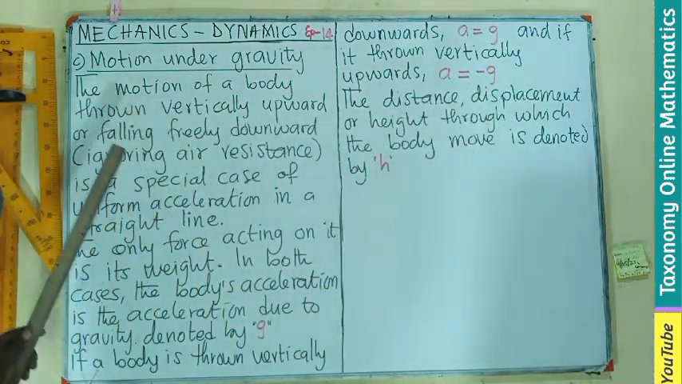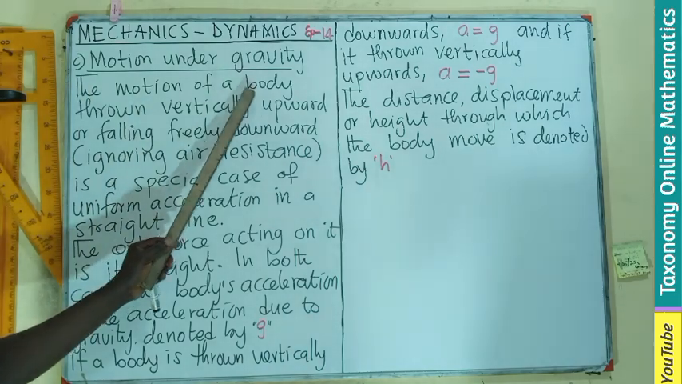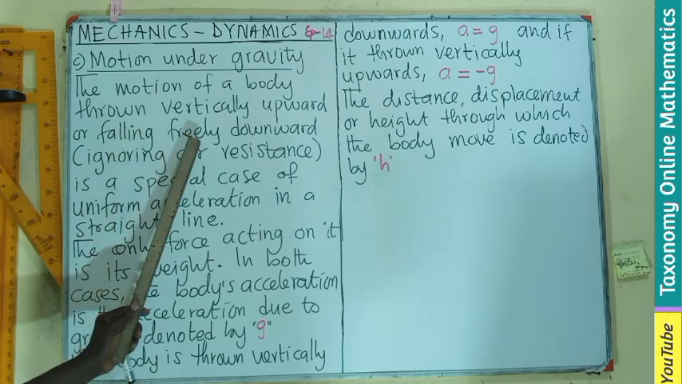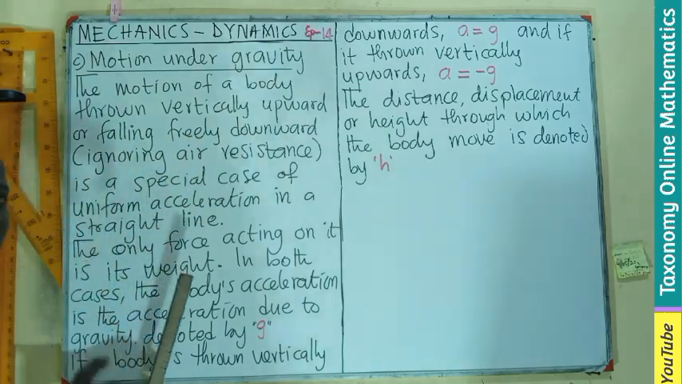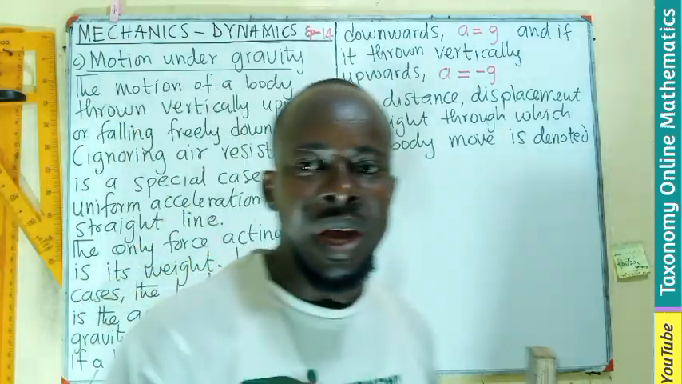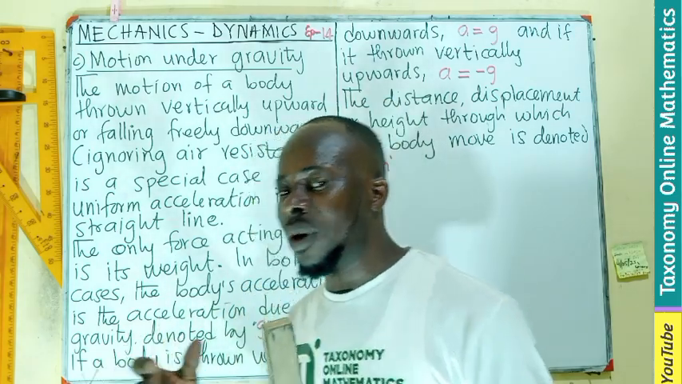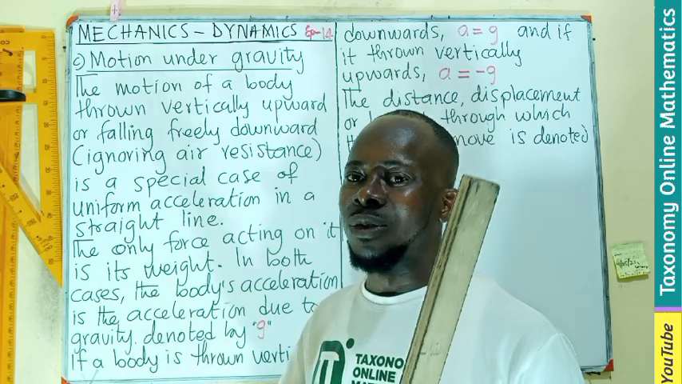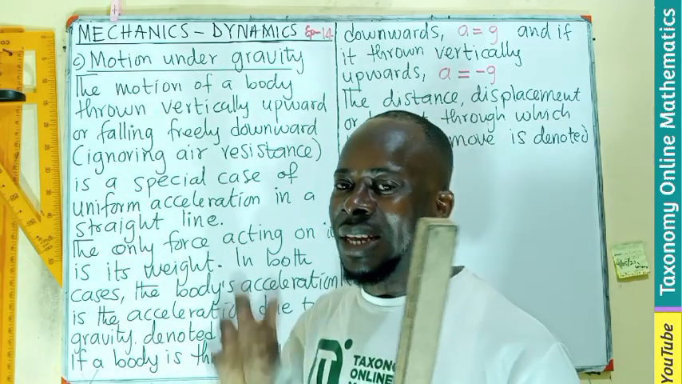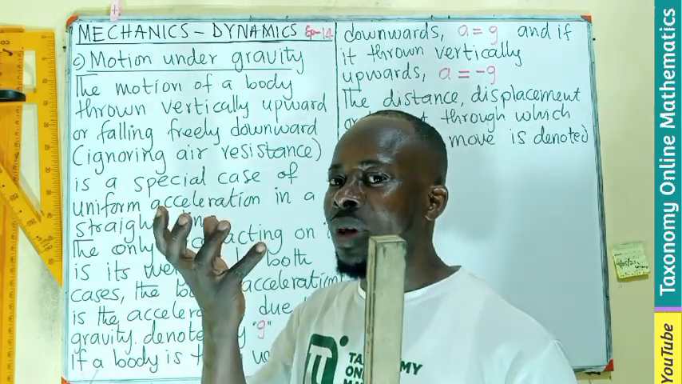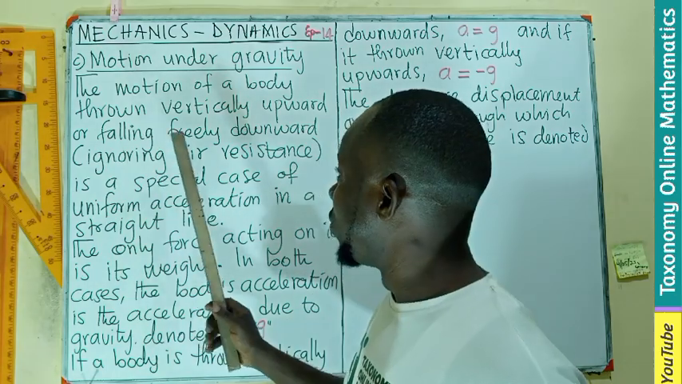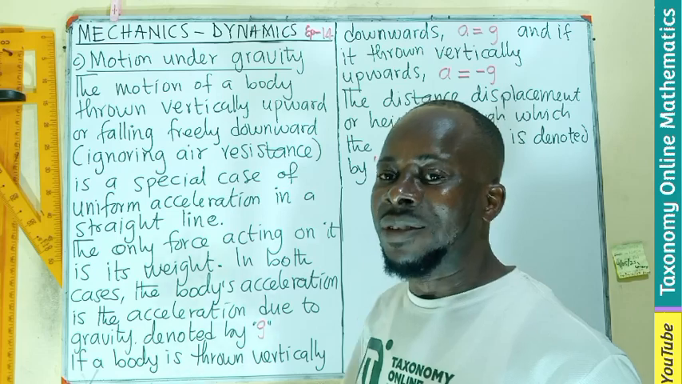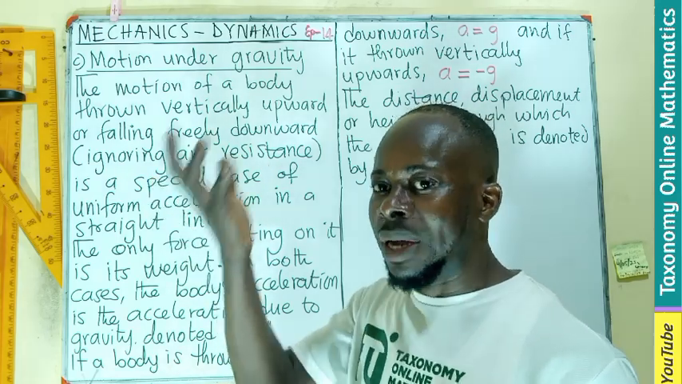First thing, the motion of a body which is thrown vertically upward or which is falling freely downward. In this movement, either upward or downward, we are studying a projectile. We are just going to ignore that there is no other force resisting the object from moving up or falling down. That is, ignoring the air resistance.